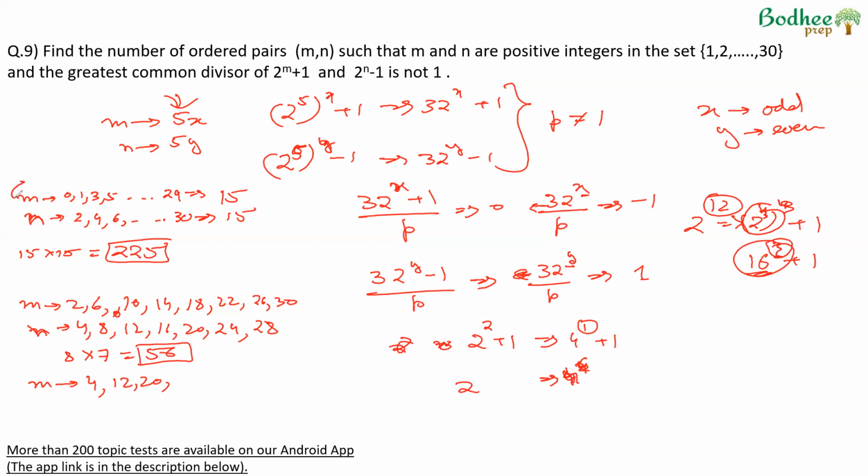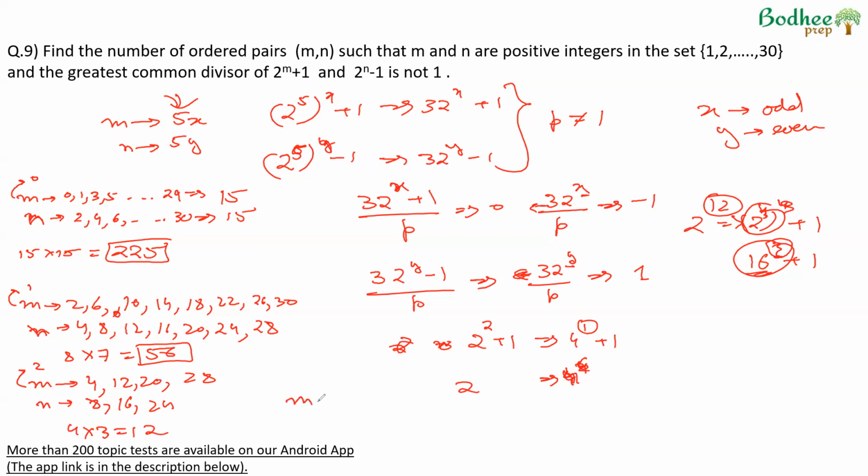Here the power of 2 in m was 0. Here the power of 2 is 1. Here the power of 2 is 2. So 4, 12, 20, 28, which is 4 cases. Correspondingly, n will have a power of 2 which is 3 or more. So 8, 16, 24. For these 4 cases, n can have these 3 cases. So 4 into 3, 12 further cases.